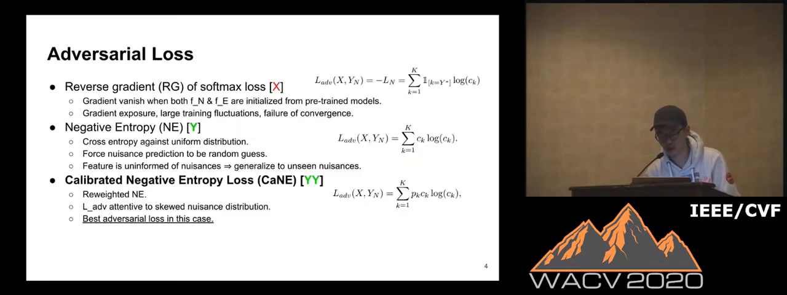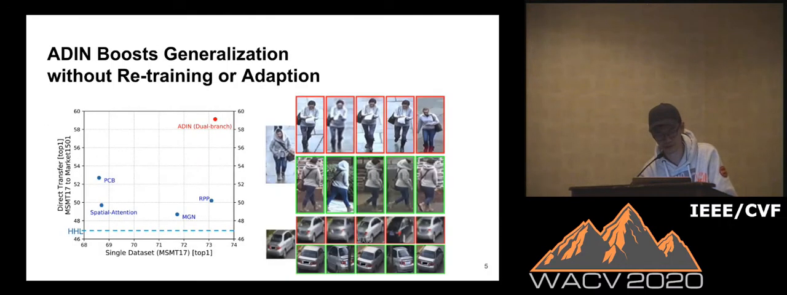In practice, we implement the training using an iterative strategy. We first tried two standard adversarial losses, which are reverse gradient and negative entropy. But we found that the reverse gradient will suffer from gradient vanishing when both feature extractor and nuisance classifier are initialized from a pre-trained model. Then we proposed another loss function, which is called calibrating negative entropy loss, and we found that it works best in our framework.